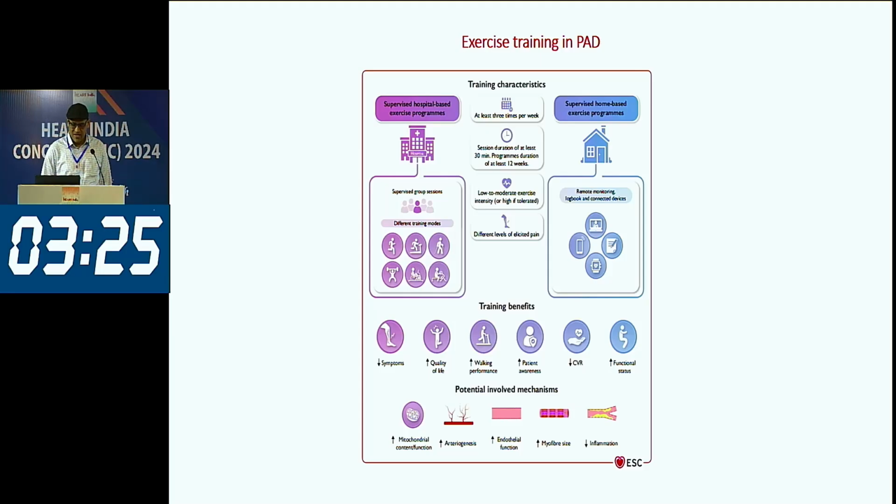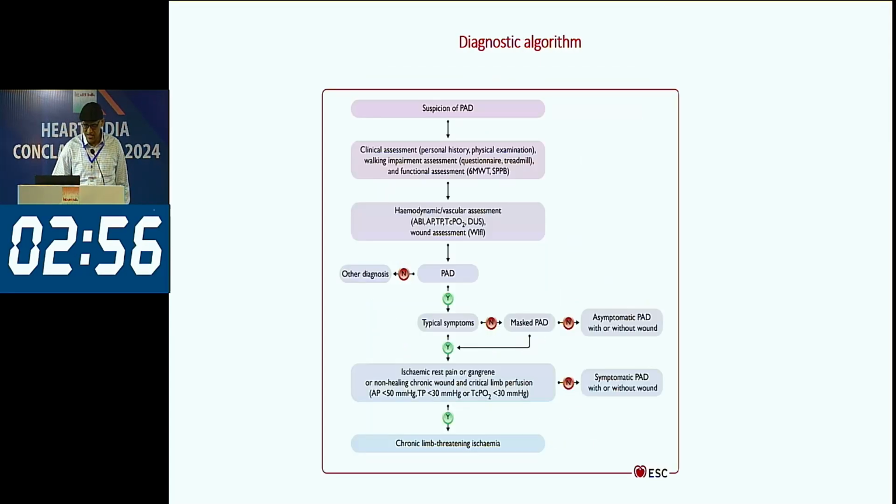Low to moderate intensity exercise is recommended, and there are various studies to show that exercise training decreases symptoms, increases quality of life, increases walking performance, and also functional status. And the potential mechanisms they have proposed are myocardial arteriogenesis, endothelial function improvement, and myofiber size and inflammation. So exercise training has become very important in these guidelines.